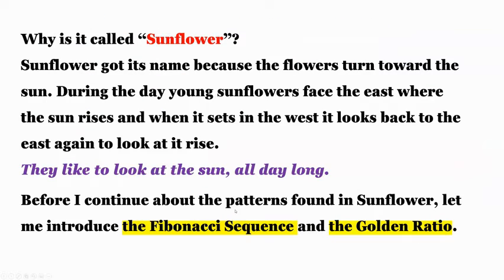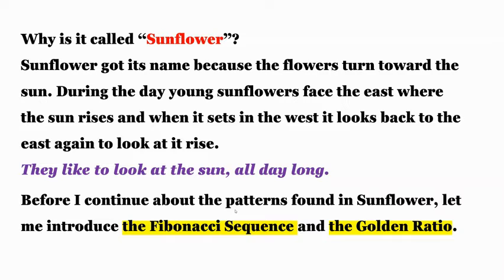Why is it called sunflower? Sunflowers got its name because the flower turns towards the sun. During the day, these sunflowers face the east where the sun rises, and when it sets in the west, it looks back to the east again to look at it rise. They like to look at the sun all day long.